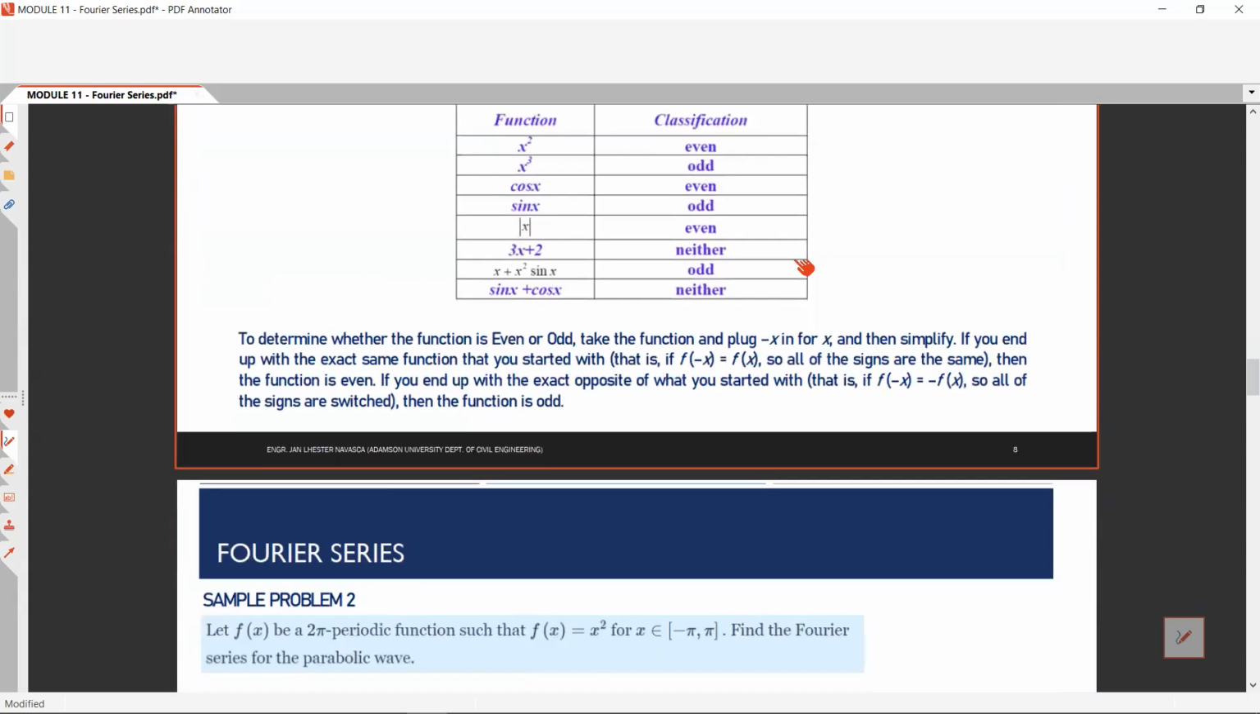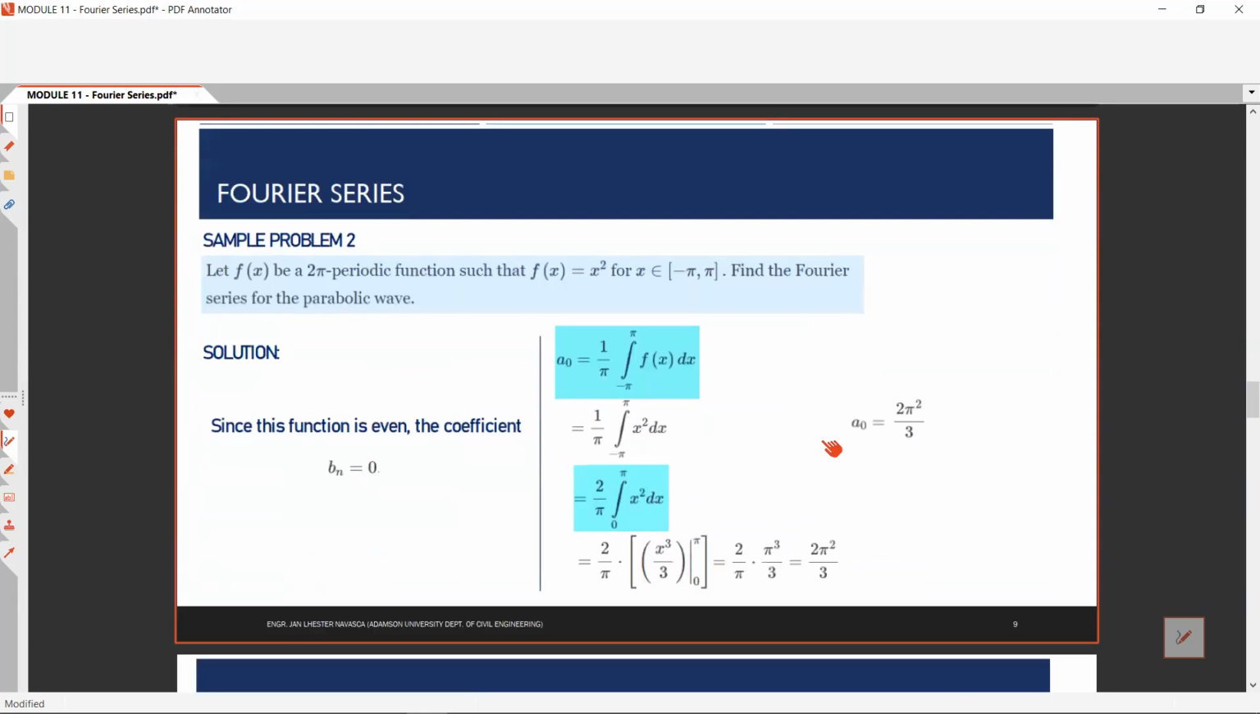Okay, let's try a sample problem. So yung sample problem natin, let f of x be a 2 pi periodic function such that f of x is equal to x squared for x in the interval negative pi to pi. Find the Fourier series for the parabolic wave. Kunwari, hindi natin alam kung ang f of x equals x squared is even or odd. So paano malalaman yan?